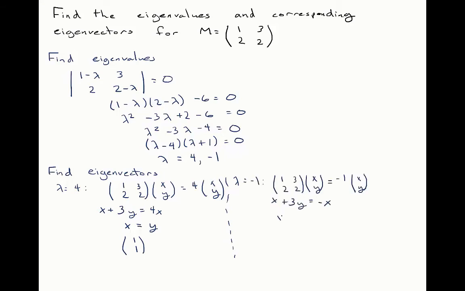So this tells us that x equals minus 3 halves y. My default method is to write minus 3 halves, 1. But I like to avoid fractions, so I might write that as minus 3, 2. Or you could even write 3, minus 2. Those all work.